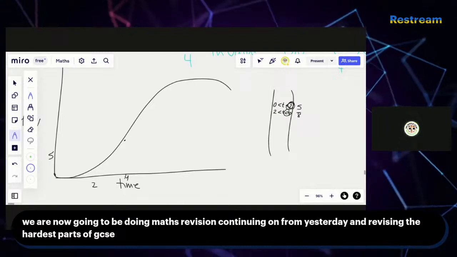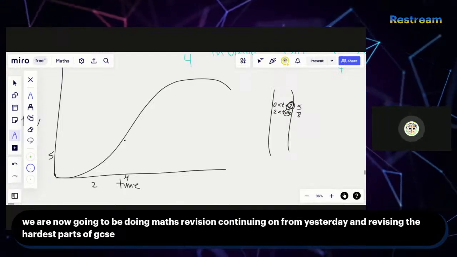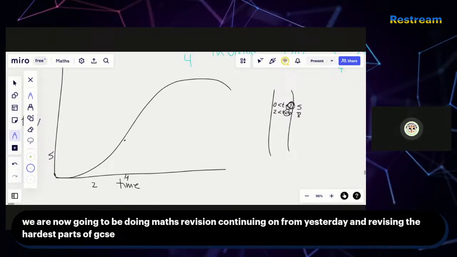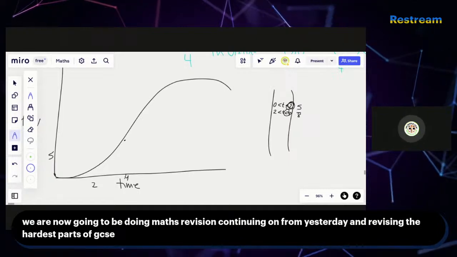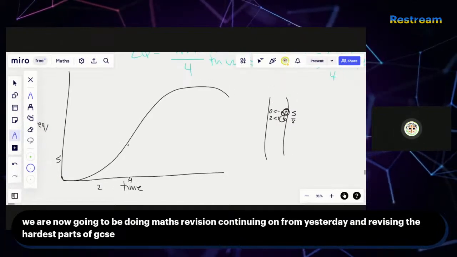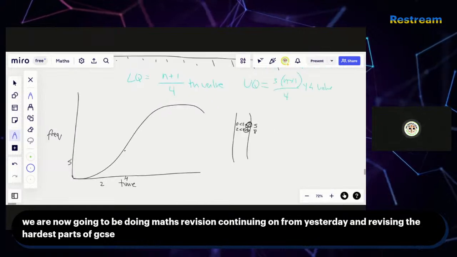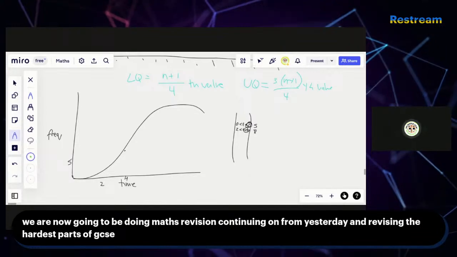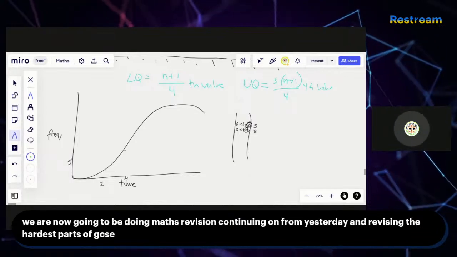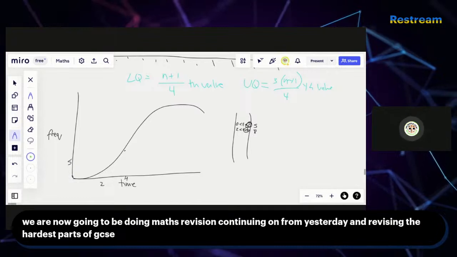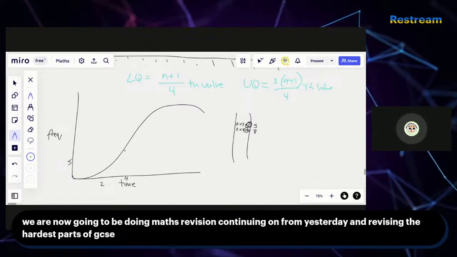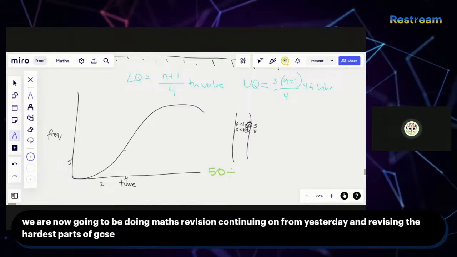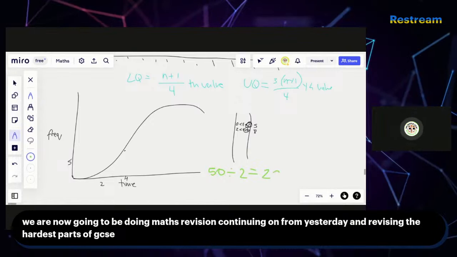Now, in order to find certain things, if you wanted to find the median of a cumulative frequency graph, what you would do is draw a line halfway up the cumulative frequency. So in this case, if this table was showing the times taken by 50 people to solve a maths puzzle, you would just do 50 divided by 2. So you would do the total amount of people divided by 2, which is 25.